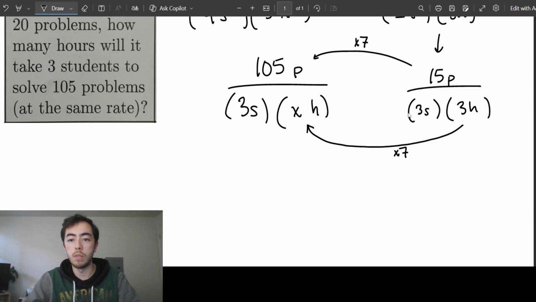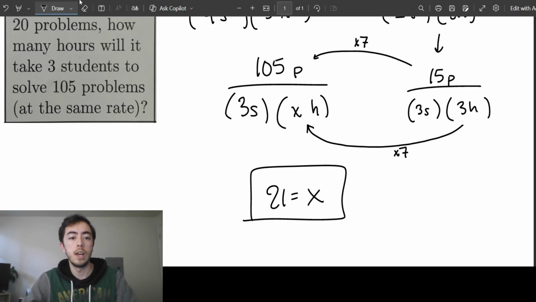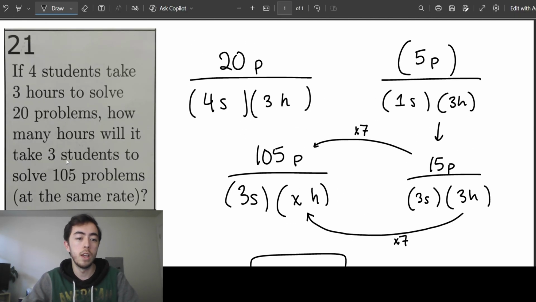So seeing that we had 3 hours over here and X hours here, well, 3 times 7 tells us that X is 21. And that is how long it's going to take 3 students to solve 105 problems at that same rate from before. So we're all done. That's the whole problem.